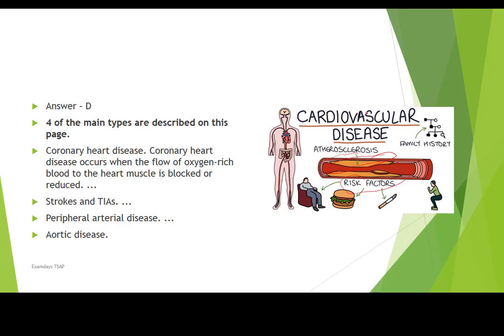Either it is possible through the family history or through fatty food, fast food. There are four main types described on this page: coronary heart disease, strokes, peripheral arterial disease, and the fourth one is aortic disease. So this is very important.